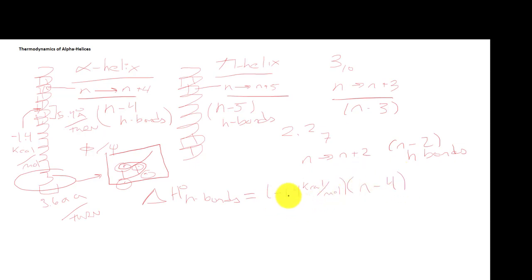And so our total here would be 1.4 times N minus 4. So if we had a 32 amino acid helix, our delta H for H bonds is going to be negative 1.4 times 32 minus 4.